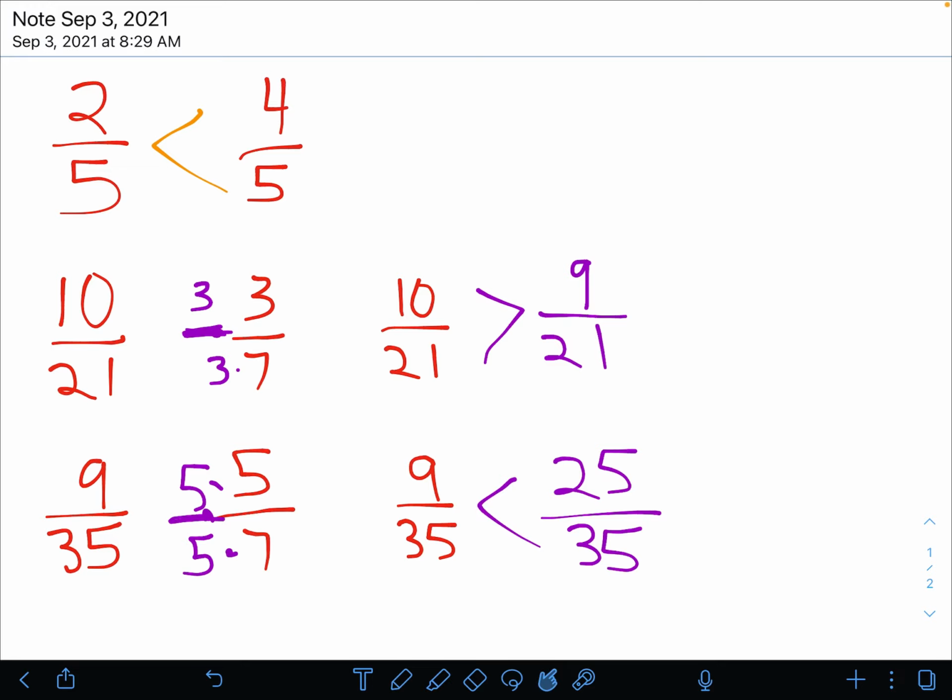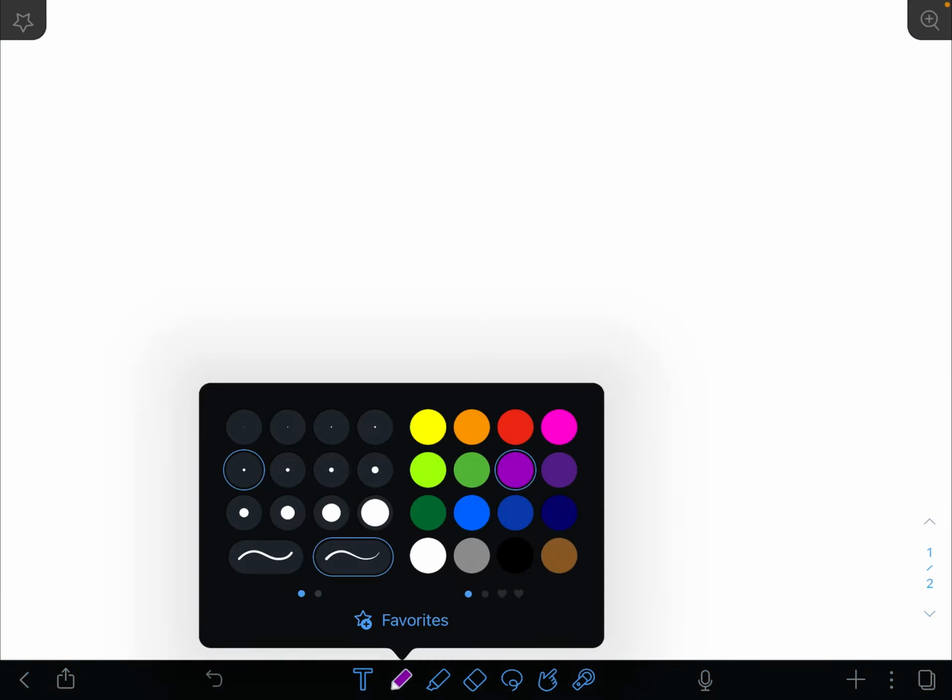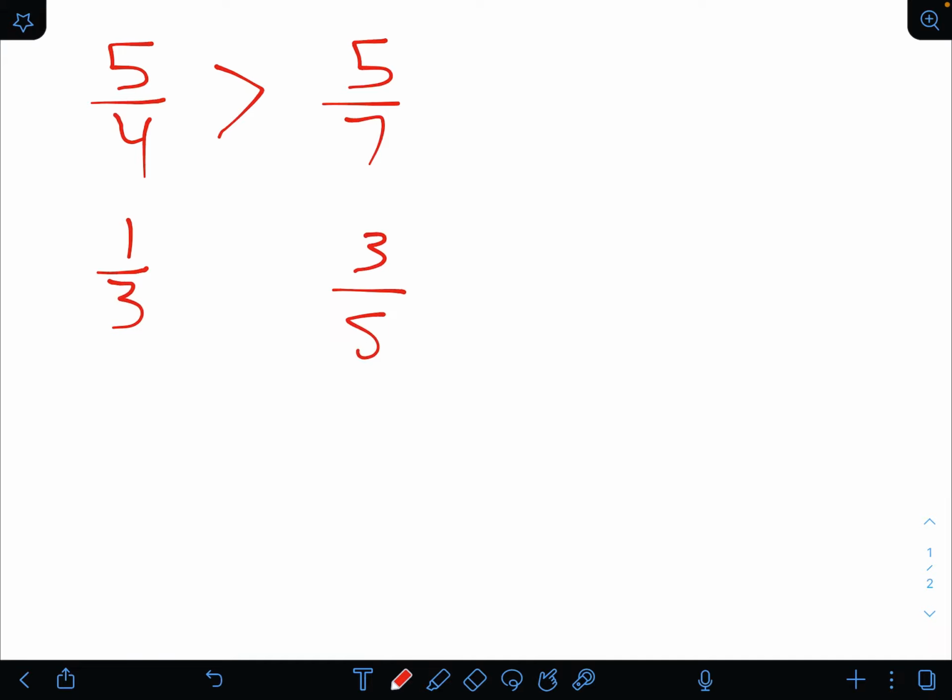Okay, so let's look at some more. What if I have 5/4 versus 5/7? Okay, well, if one candy bar is in 4 pieces and one is in 7 pieces, the 4 pieces are going to be bigger. So that's bigger. So now let's look at this one. What if I have 1/3 versus 3/8? Which one's bigger?